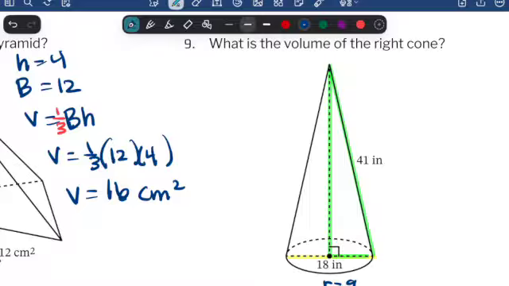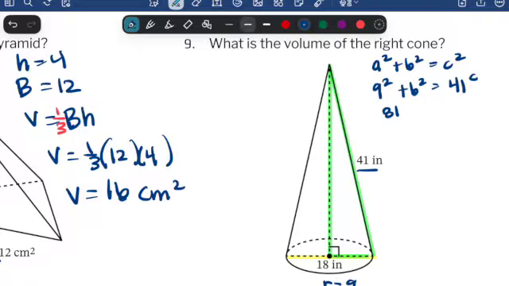What formula can we use when we know two sides of a right triangle? Well, we can use the Pythagorean theorem. So we're going to write our Pythagorean theorem formula and then substitute the values that we know. Let's say side A is 9, so we'll say 9 squared plus B squared, and our hypotenuse is 41. So 81 plus b squared equals 1681.